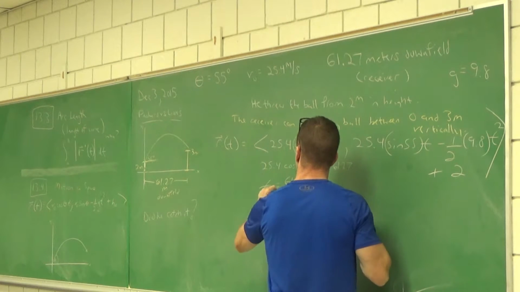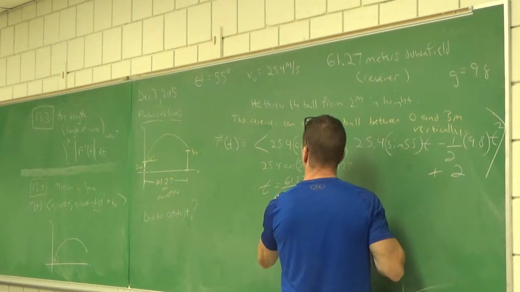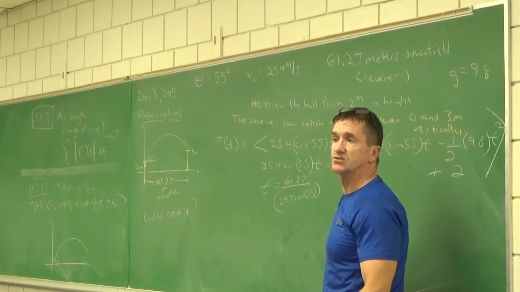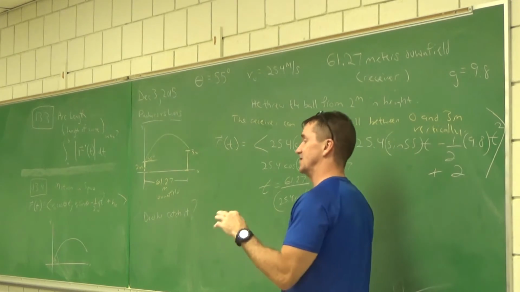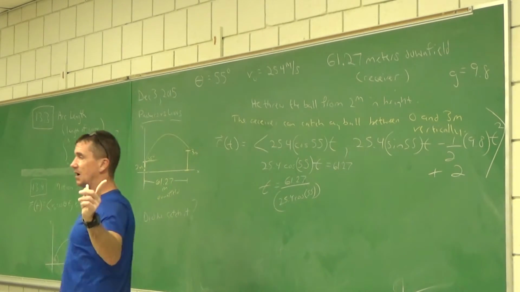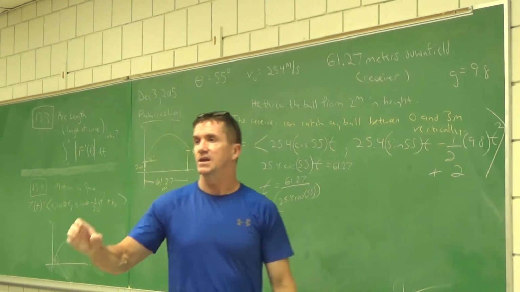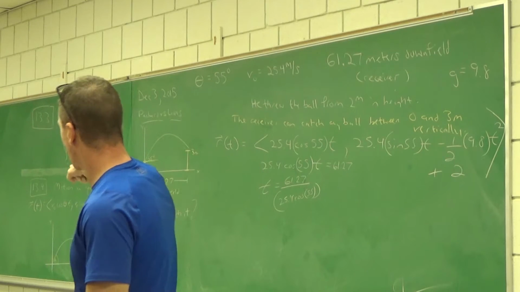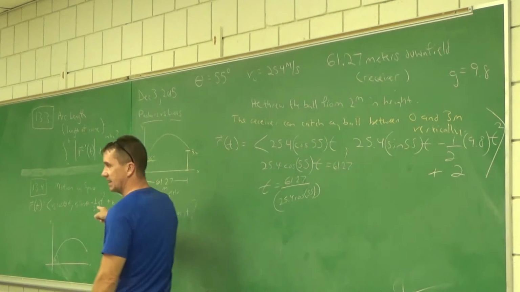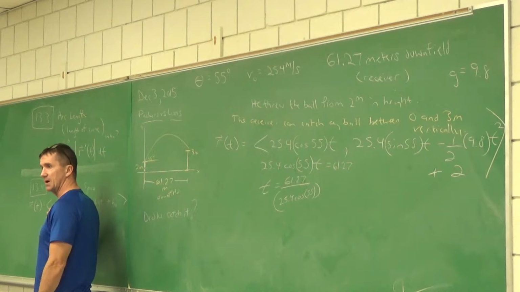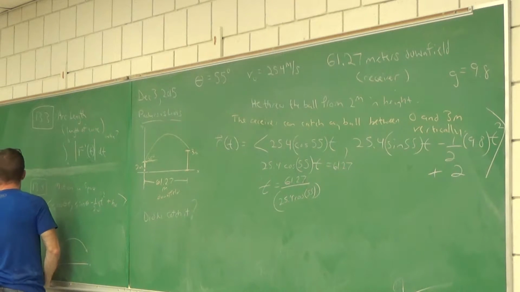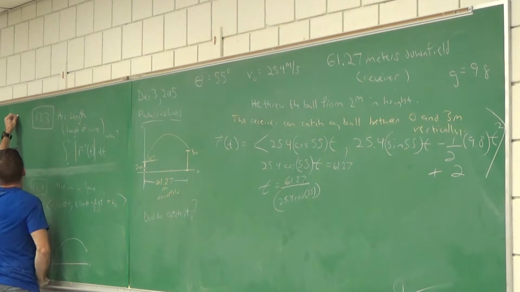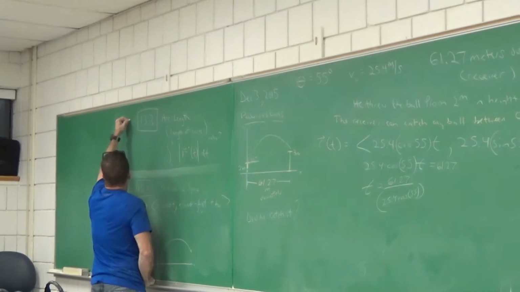61.27 divided by 25.4 times the cosine of 55. Make sure your calculator's in degree mode. Those last problems we just did with the arc length, if you're going to use a calculator, need radian mode. We go one section further in 13.4, and we're going to have everything in degree mode. So let me just make a note of that: calculator, degree mode, for 13.4.